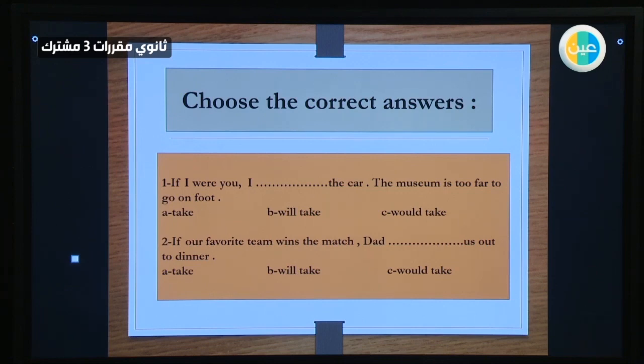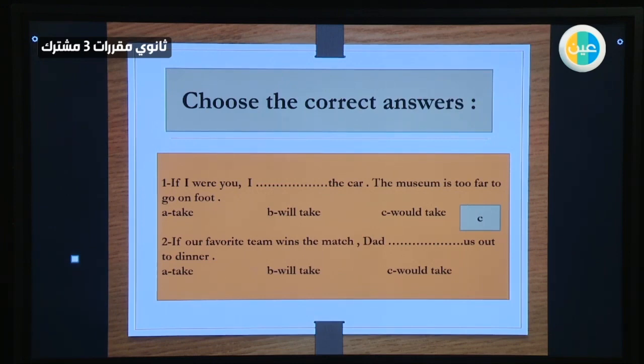So let's now determine what will be the answer. You have if, and then I wear. This is the past, but it refers to the present. I imagine something difficult, or impossible to happen. If I were the car, what do you think? The museum is too far to go on foot. It will take, would take, or take? Of course, C, would take, the past, because you talk about something imaginary. If I were you, I would take the past, okay?